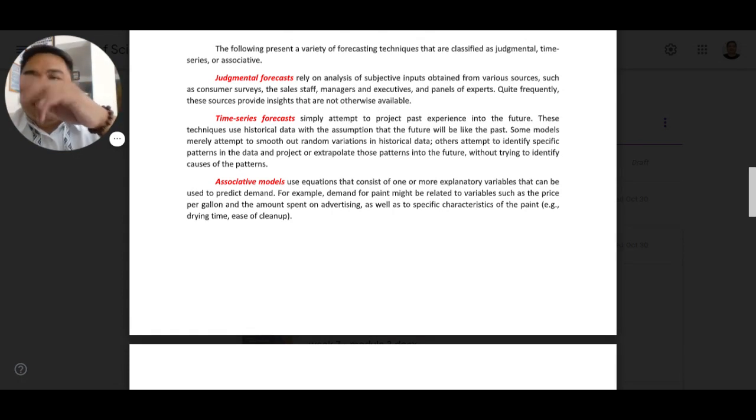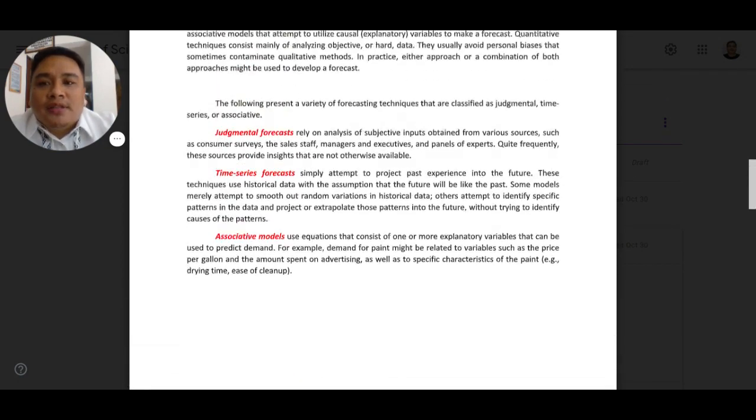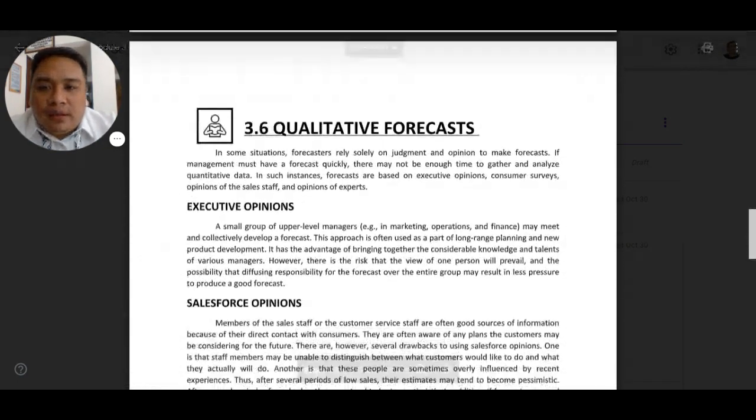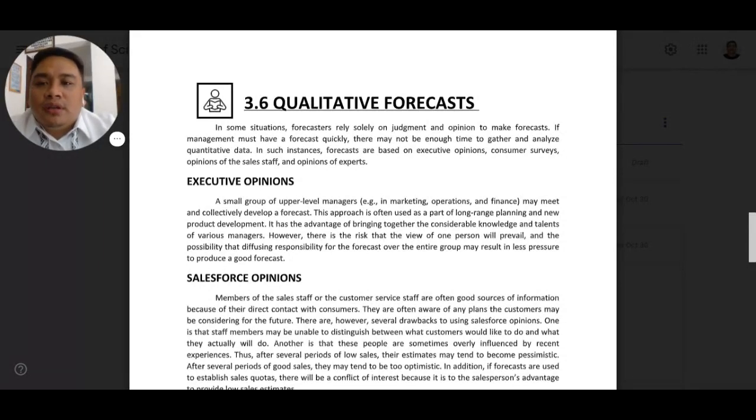Okay. Example, 5 plus 5 plus 5 equals 15. Di ba? How to get the average? Divided by 3. 15 divided by 3 is equivalent to 5. That's the average. That is an example of what we call associative models. So those are the different examples. Then we include also, this should be included in lesson 8, but I'll just add it right now because we have already started discussing qualitative forecast.